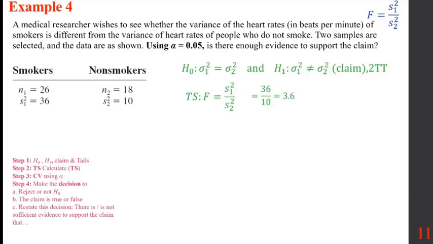Plug in. And bear in mind that S1 squared is given, not S1. You don't have to square it. It is given in that form. In other words, variance is given. And so that would be the test statistic.